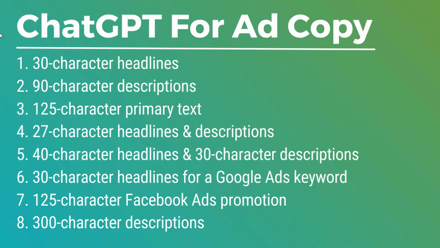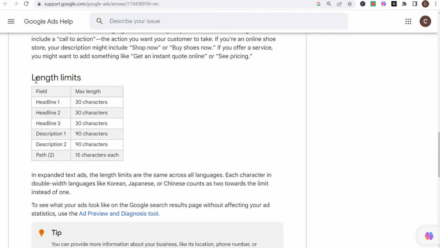So let's start with the first 2, which are really going to be for Google Ads. We have 30 character headlines and 90 character descriptions. The reason I've chosen these is because text ads on Google Ads, specifically responsive search ads, have headlines of 30 characters. We can enter up to 15 headlines, and then we can create our 90 character description lines. Now there are other ad formats like Performance Max where you can have 60 character descriptions.